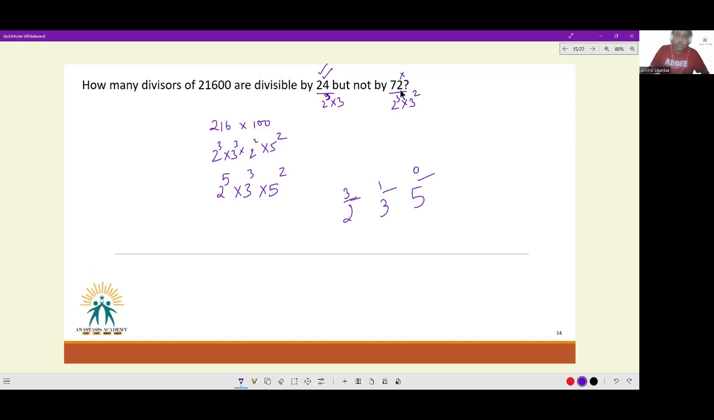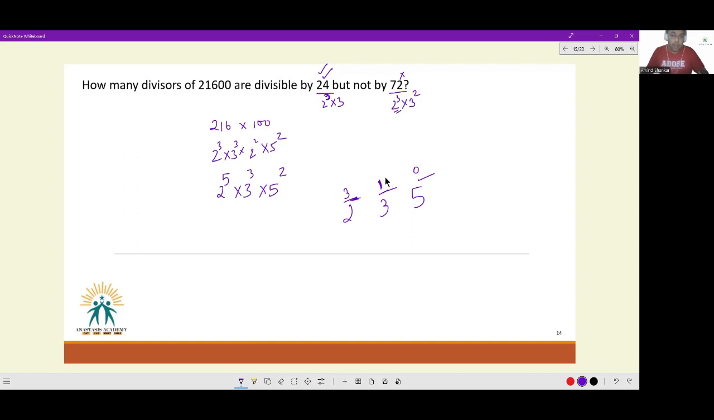But I don't want it to be divisible by 72. For a number not to be divisible by 72, I can either restrict the number of twos that are used, or I can restrict the number of threes that are used. For twos, I have to restrict it under three twos. That is impossible. I cannot restrict it under three twos. But can I restrict it under two threes?